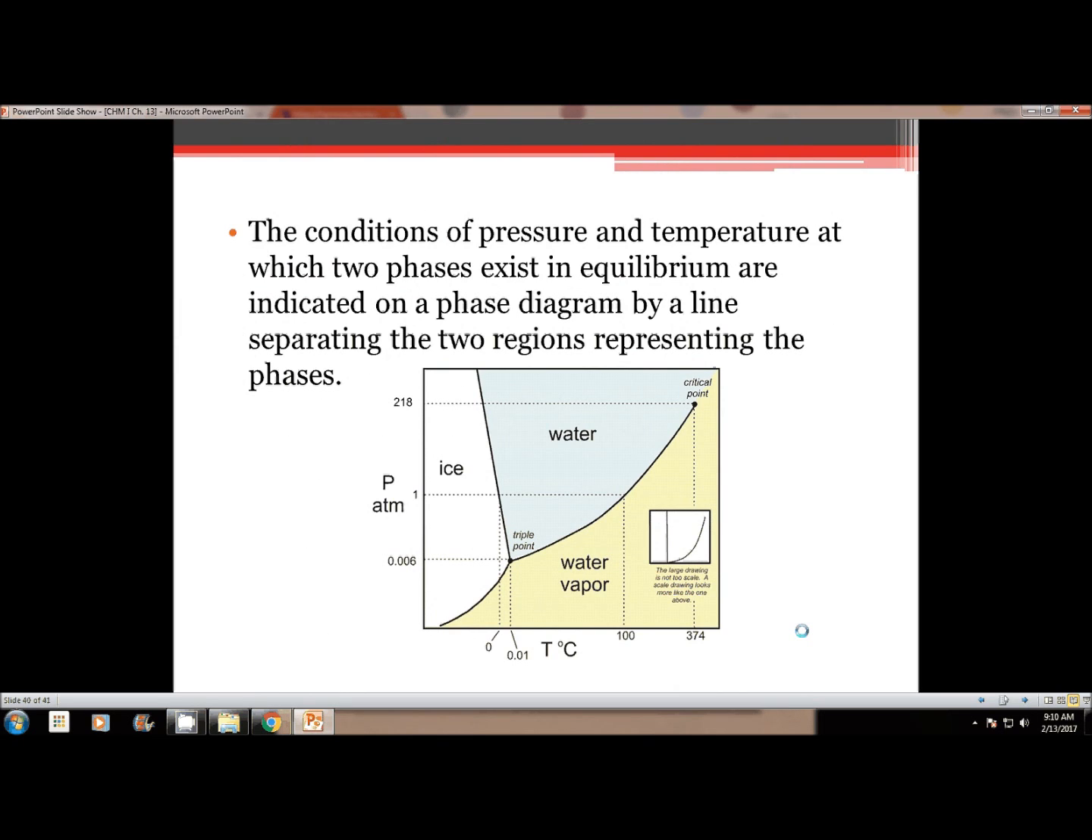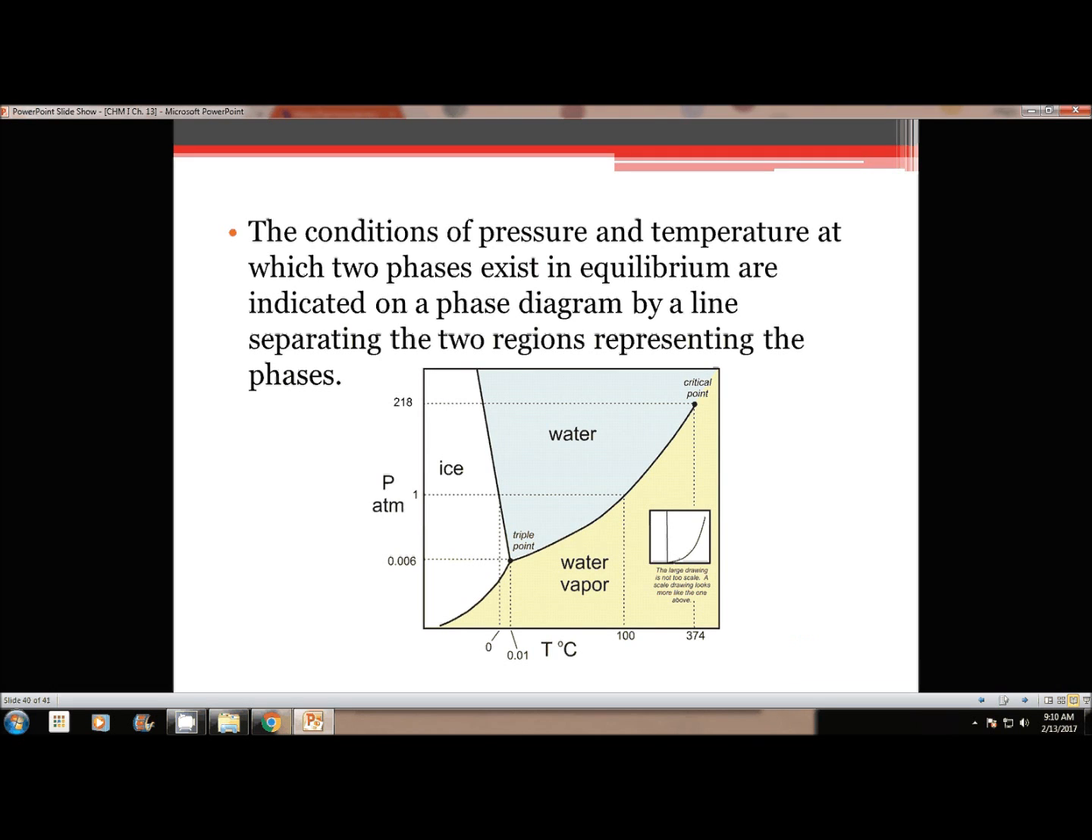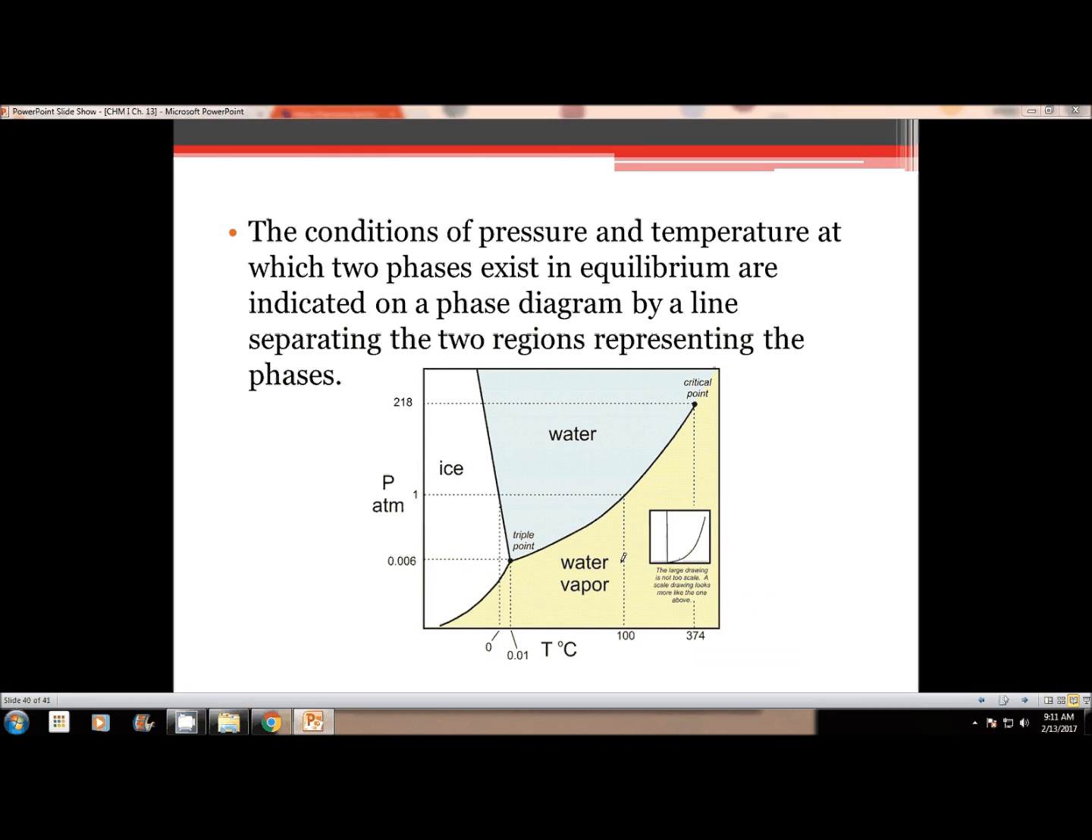The conditions of pressure and temperature at which two phases exist in equilibrium are indicated on the phase diagram by the line separating them. So here this is for water, okay? It's showing us ice would be the solid form, water would be the liquid form, and then the vapor would be the gas form. So whenever you're labeling this, the left is always solid, the middle is always liquid, and the right is always gas. Because at a higher temperature, it's going to move a lot more, so it's going to be in the gas form. I know that's not the one you have, we're just going to keep going.